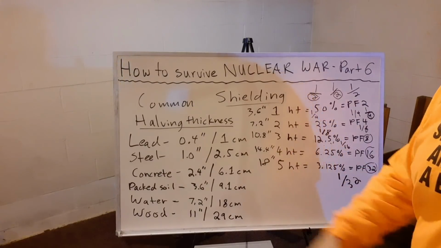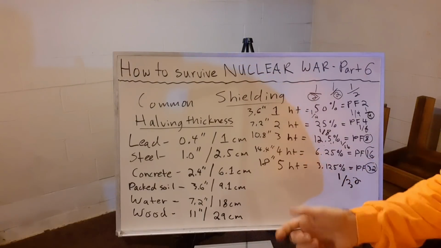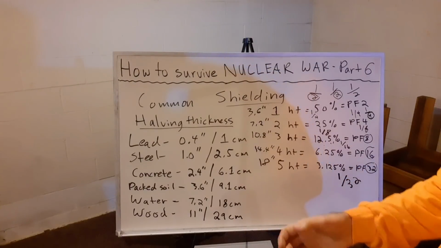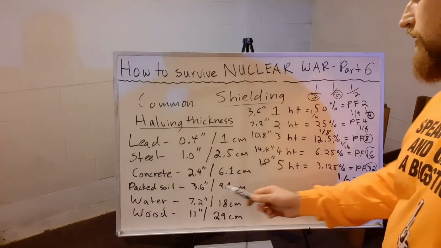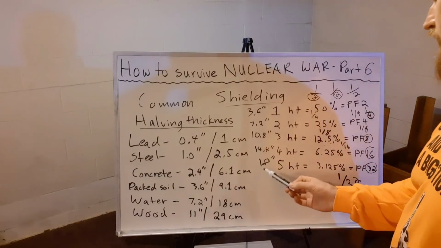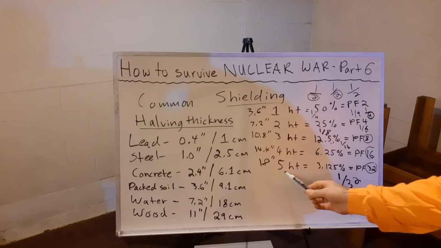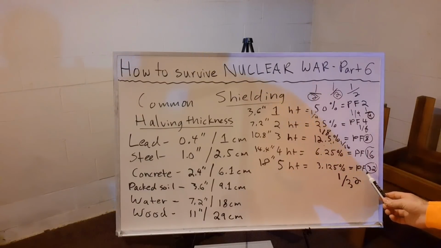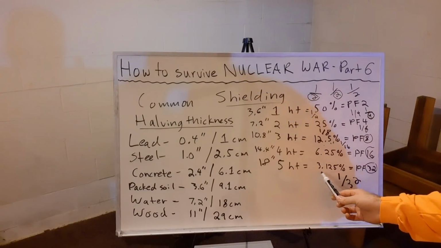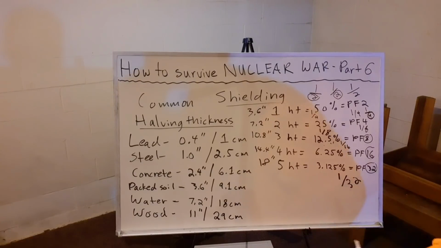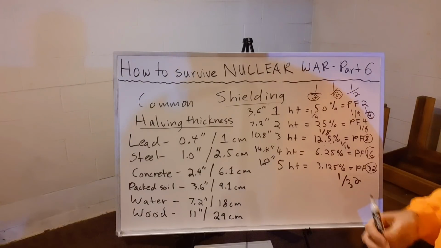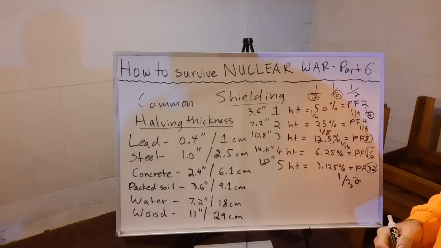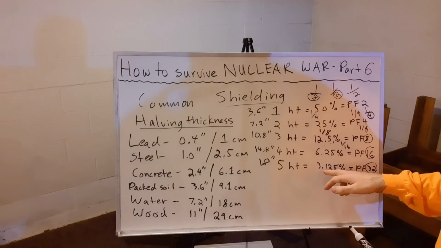And let's say you spray the sandbags with water. Let's say you have a hose or you have buckets of water and you wet them. So one 18-inch sandbag filled with packed soil, 18 inches wide, will give you 5 halving thicknesses, or a protection factor of 32, or it would reduce the radiation down to only 3.125%.